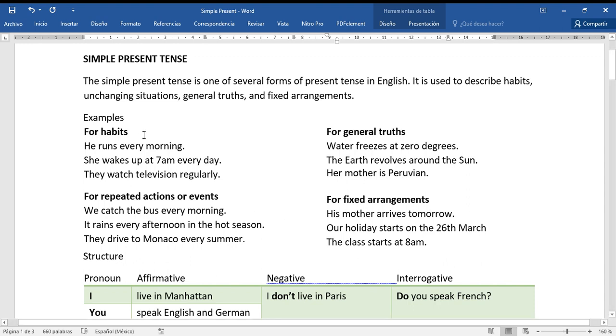For example, habits. We use the simple present to express habits. For example, he runs every morning, she wakes up at 7 a.m. every day, and they watch television regularly.